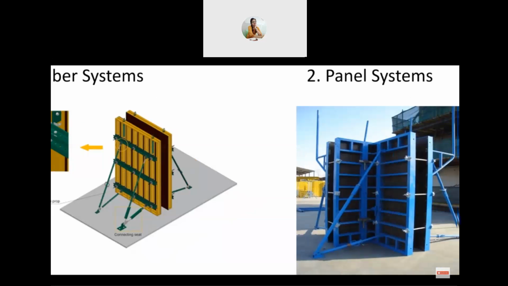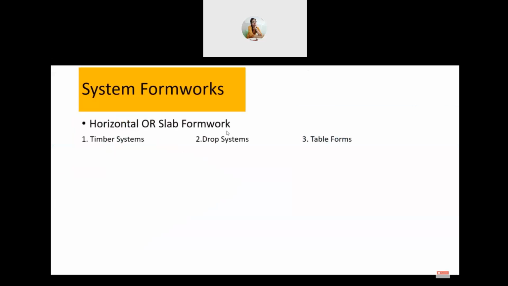If your concrete pressure is around 120 kilonewton per meter square, then you cannot use it. If its strength is 80 kilonewton, then you have to modify this timber system, and you have to design it again. Then you can modify it, and you will achieve this 120 kilonewton per square meter strength easily. Now we'll see horizontal or slab formwork.